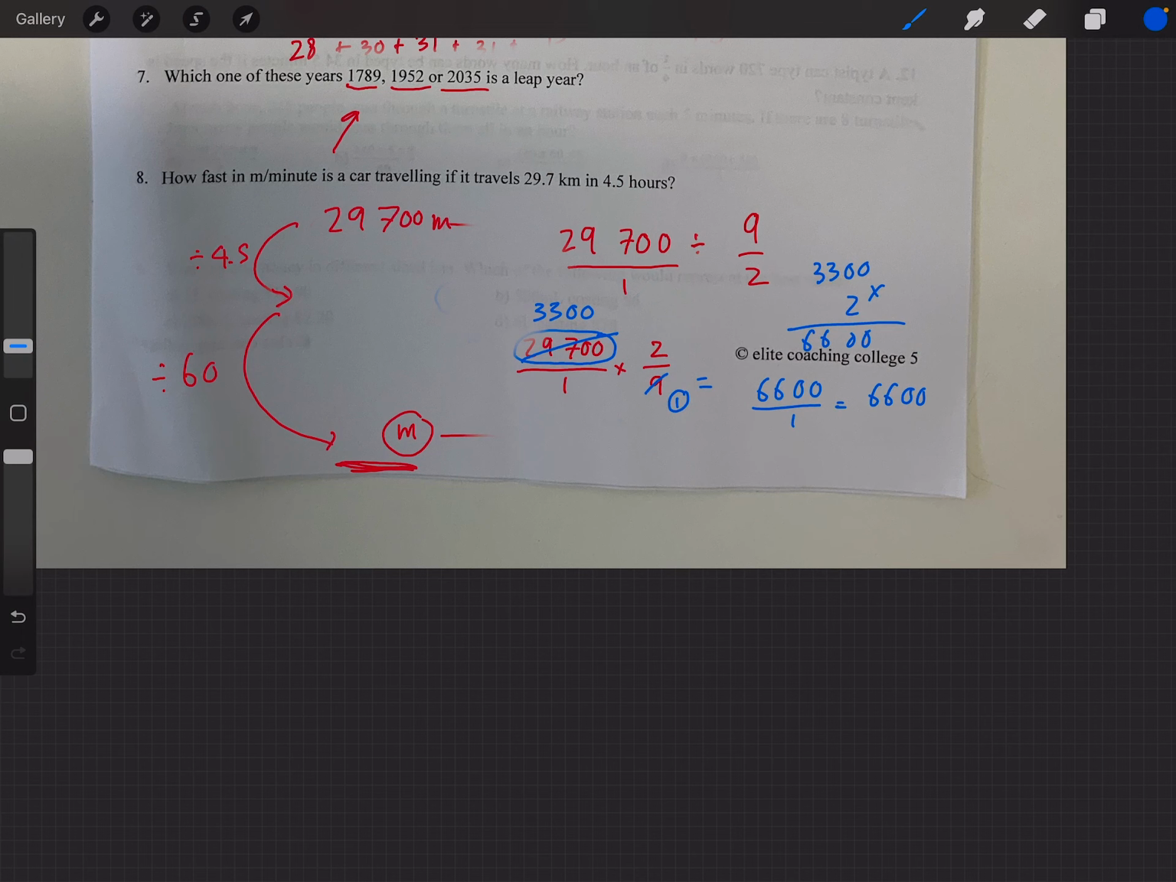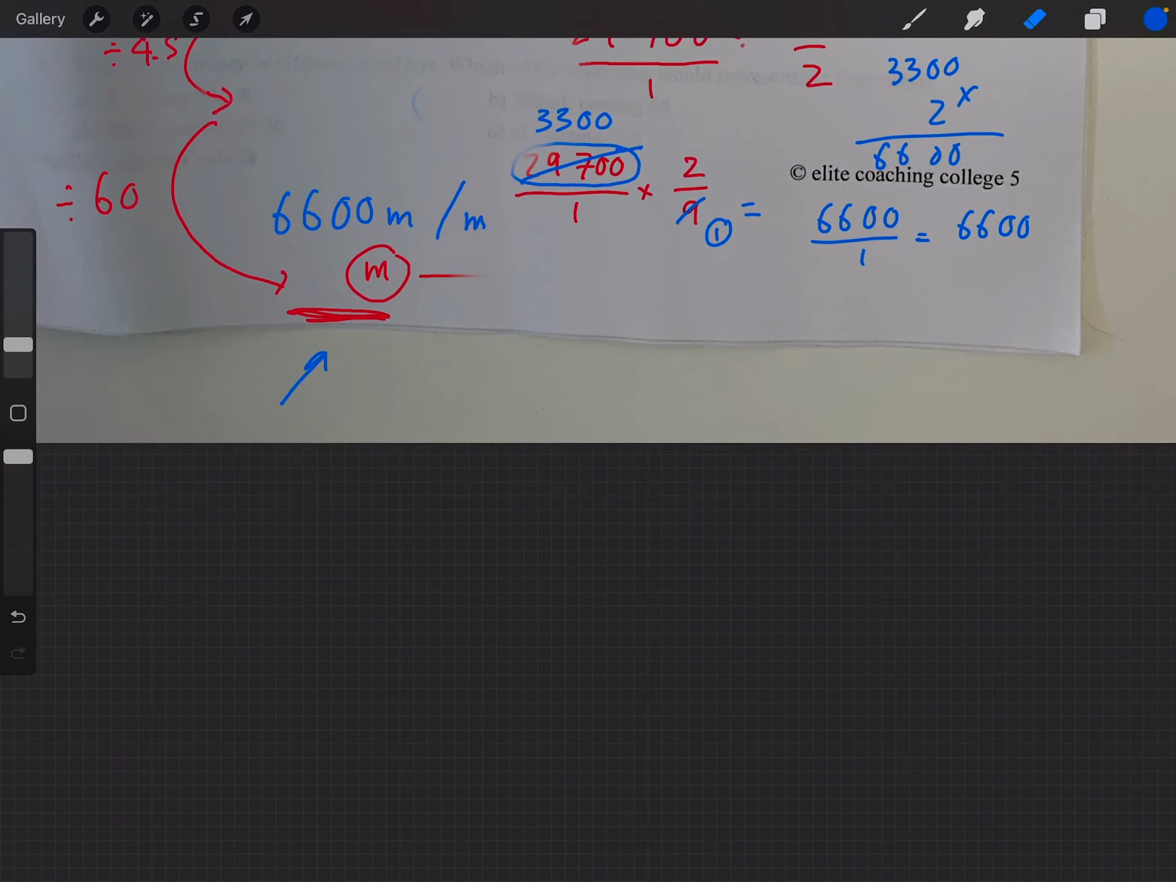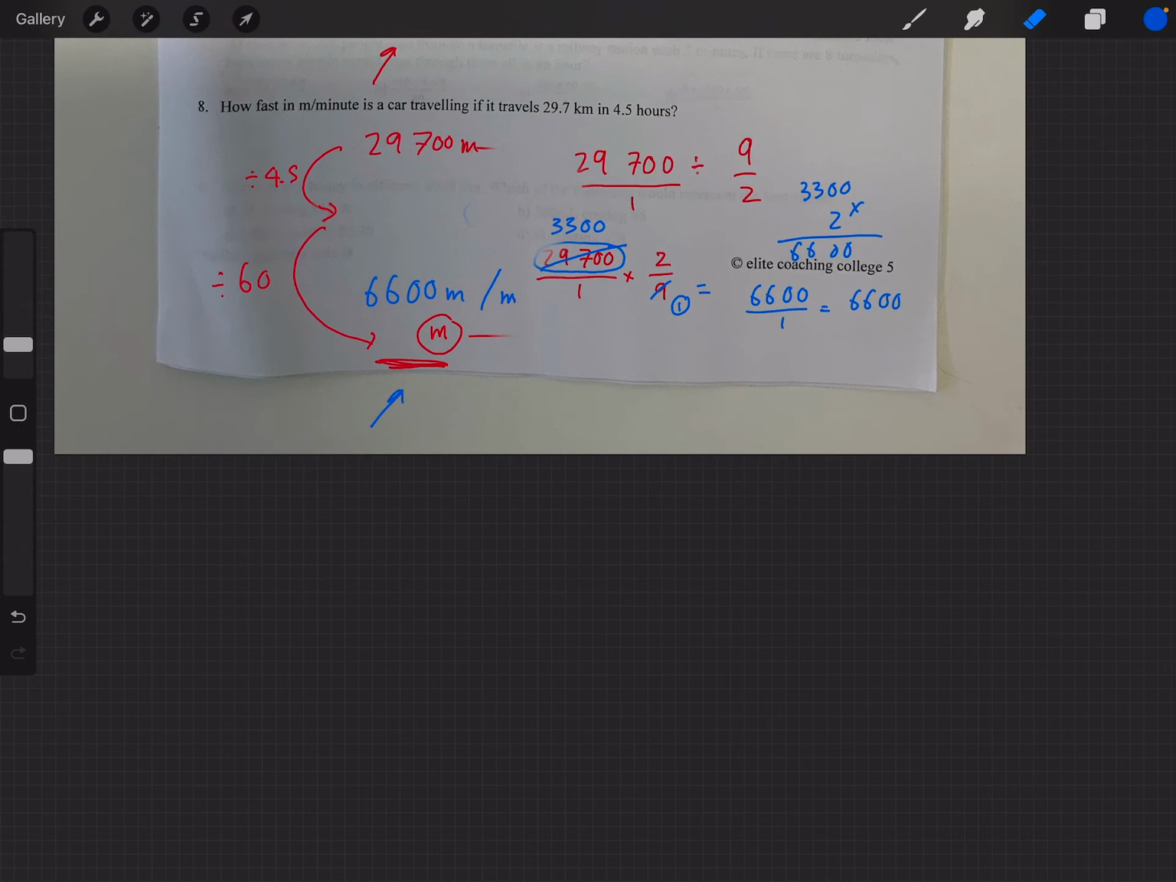So that's in meters, right? Because they want it in meters. So that'll be 6600 meters in what? 1 minute. Oh wait, we haven't divided by 60 yet. Whoops, I forgot. So that's just 6600 meters. We only just divided by 4.5. We've only done this part. Now we've got to do this part. We divide by 60 as well.